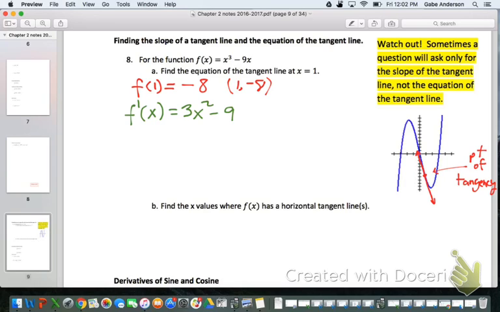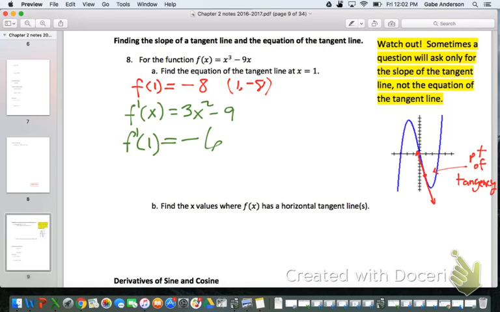We don't really care about 0 and negative 3. What do we care about? 1. We want to know the slope of the curve at 1. So instead of doing all that other stuff, I'm going to do f prime of 1. And what does f prime of 1 end up being? Negative 6. Good. Okay, so I've got the slope of the tangent line. I've got the point of tangency. All we need to do now is put it together.